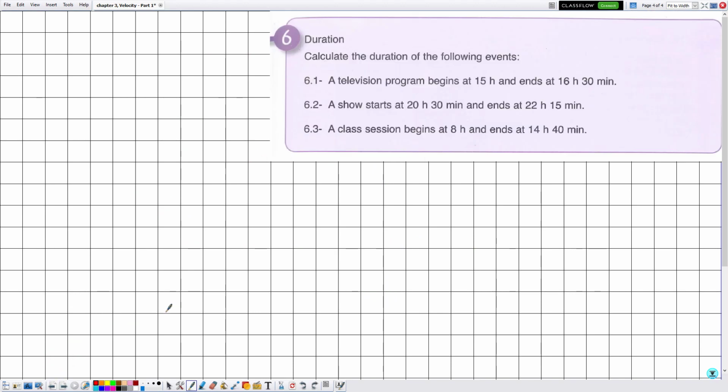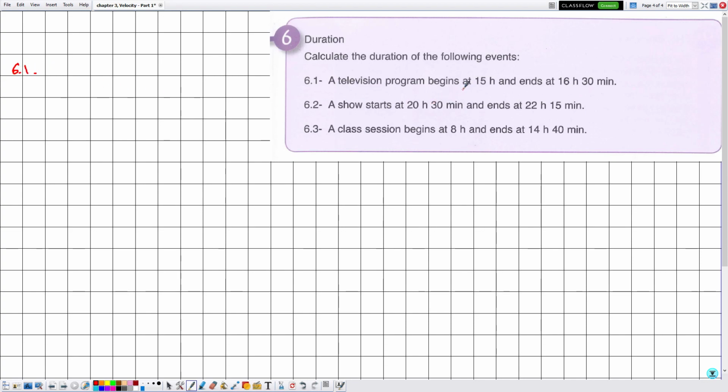So let's consider the following exercise. This exercise is found in chapter 3. I don't remember the page, I haven't written the page here. The title of this exercise is duration. They are telling us to calculate the duration of the following events.